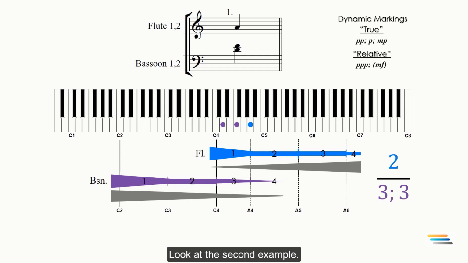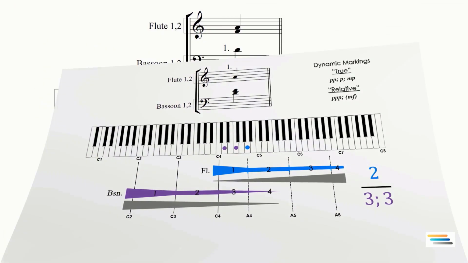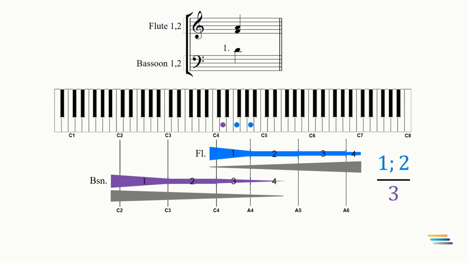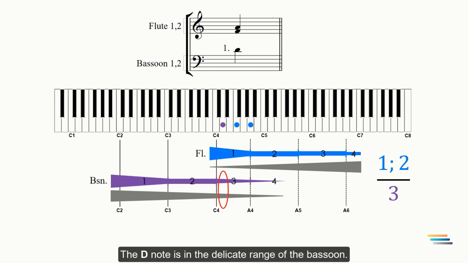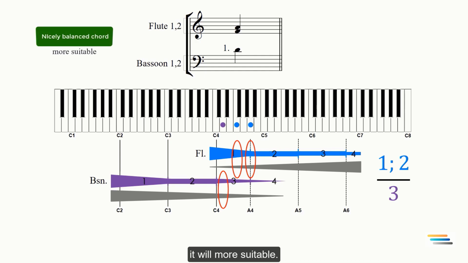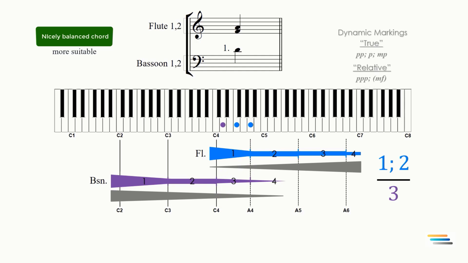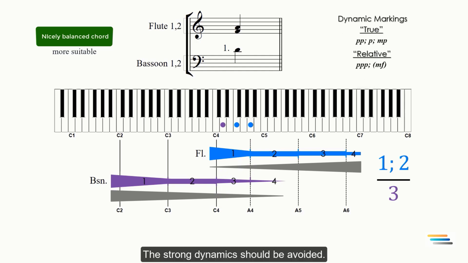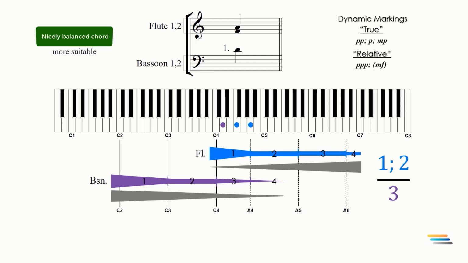Look at the second example. The D note is in the delicate range of the bassoon. F and A notes played by two flutes are also soft. Since all instruments have roughly the same thickness and power, it will be more suitable. The strong dynamics should be avoided.